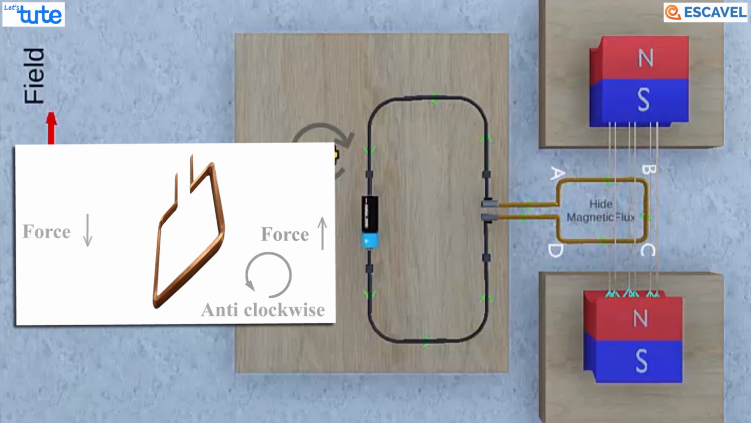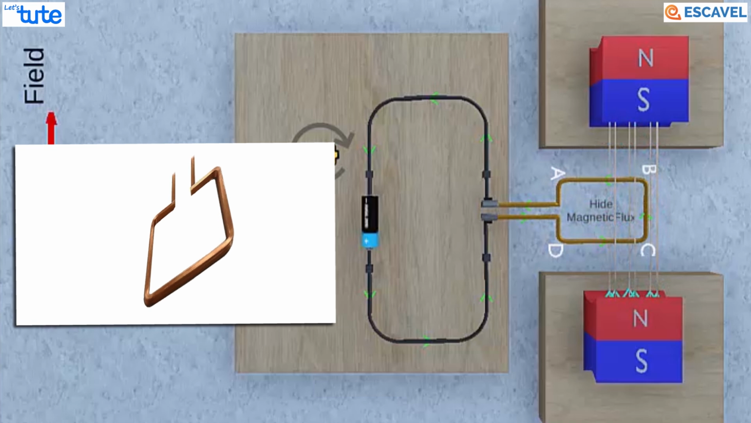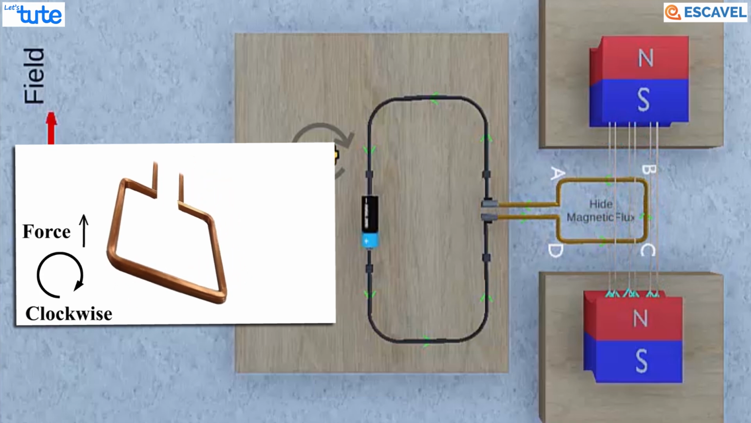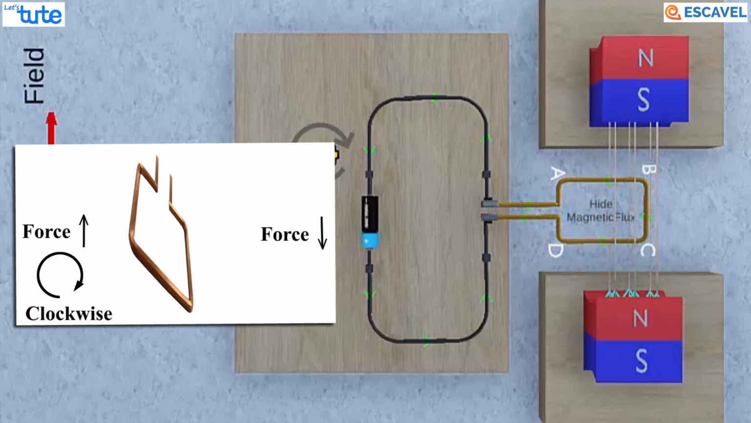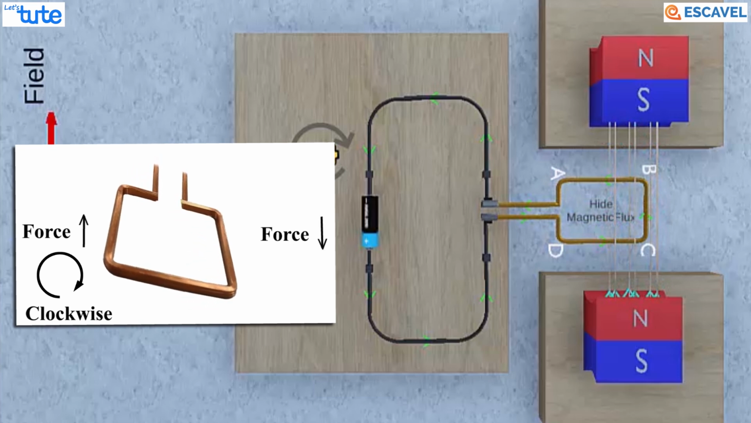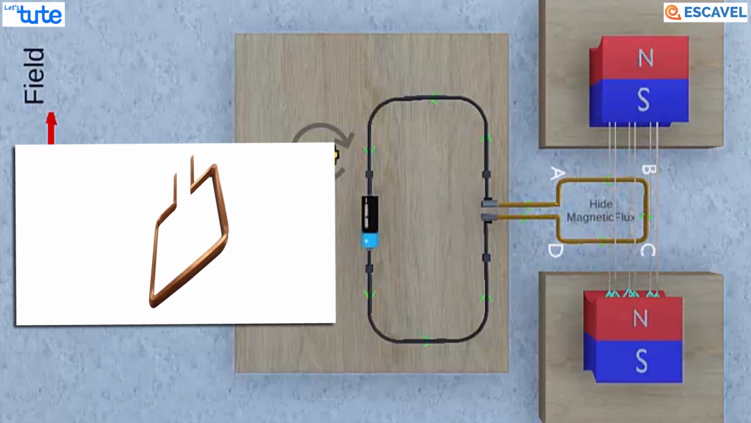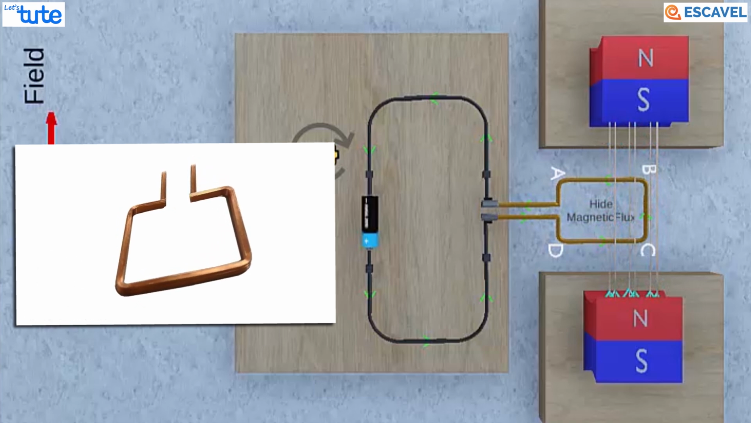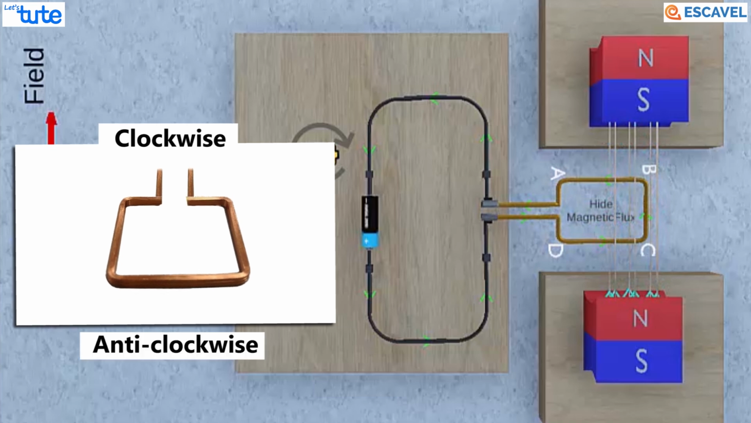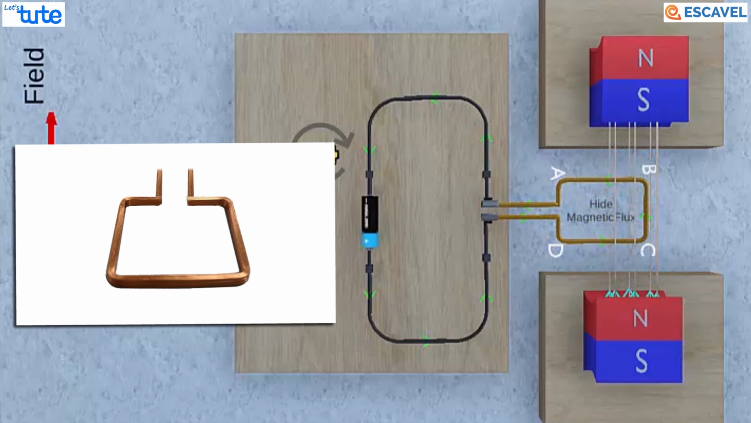But if you will observe here, if we rotate the coil half a rotation, on the left side the force is in upward direction and on the right side the force is in downward direction. That means the coil will start rotating in clockwise direction. So now you will observe the coil will rotate clockwise and anti-clockwise. Then how exactly does the motor work if the coil is not completing even one rotation?